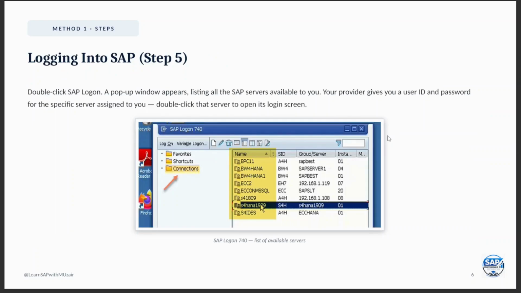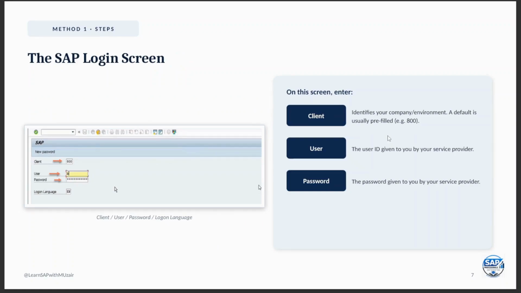And step 5: double click on SAP Logon and a pop-up window will appear, listing all the SAP servers available to you. You can see an example of that list right here on the screen. Your service provider will give you a specific user ID and password for the server you have been assigned. Simply double click on that and open it, and the login screen will appear. This is what the SAP login screen looks like.